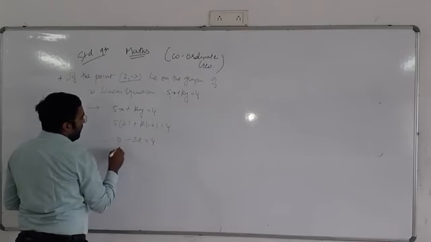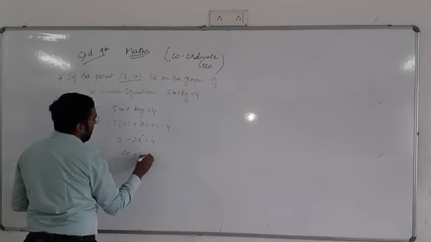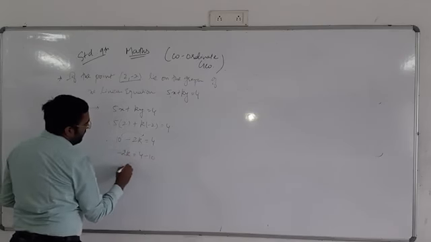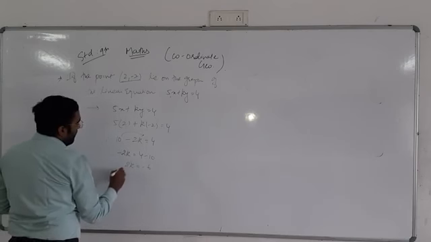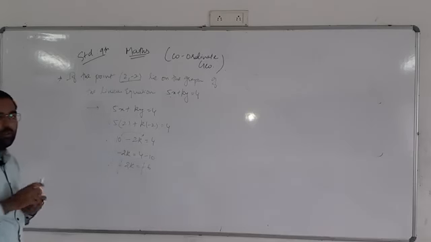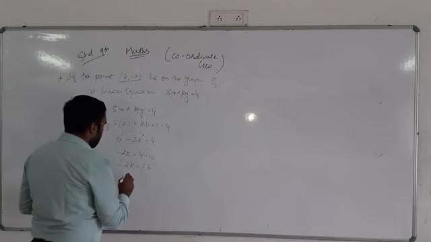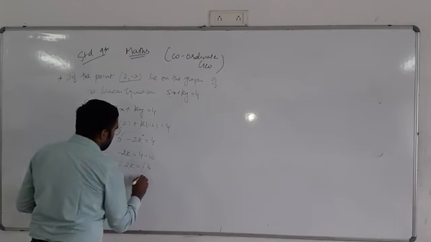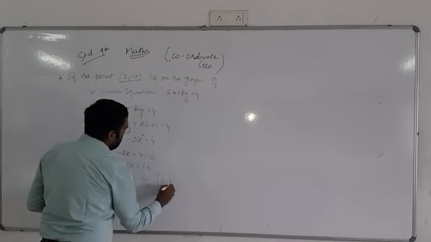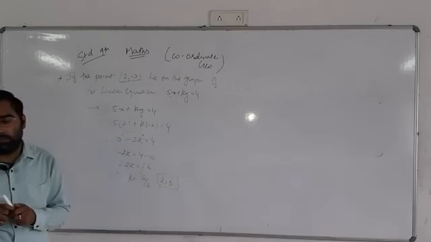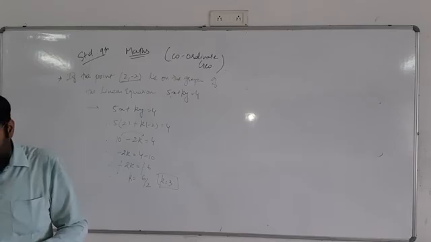Therefore now 10 is shifted to the other side, therefore minus 2k equal to 4 minus 10. Therefore minus 2k is equal to minus 6. Therefore minus minus cancel out. Therefore the value of k is 6 by 2, that is 3. My value of k is 3. Okay. Clear, students?